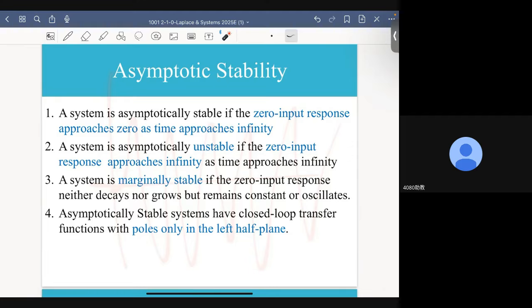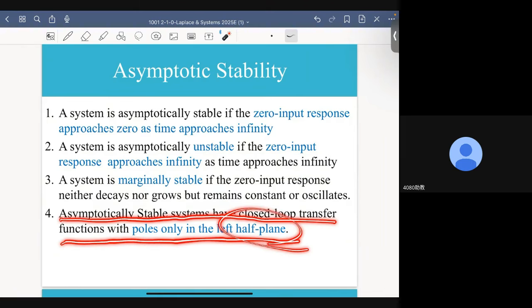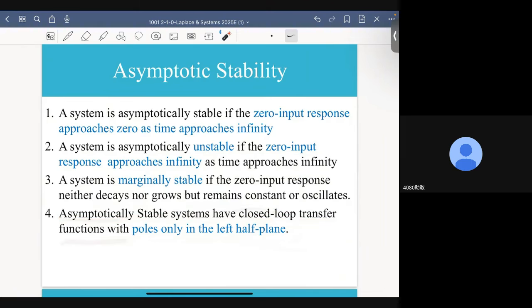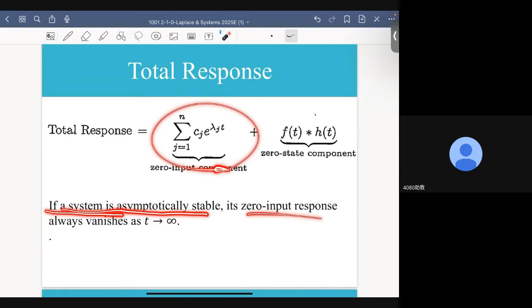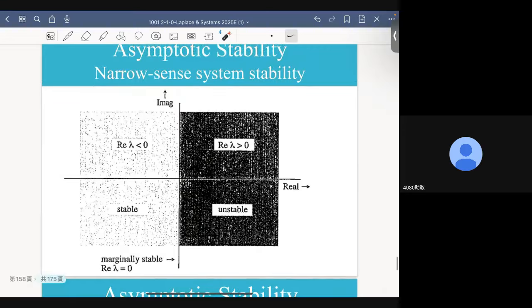Okay, now let me emphasize again, an asymptotically stable system has closed loop transfer function poles only in the left half plane. When we say left half plane, we mean left half S complex plane. All right. Now let me emphasize again: if a system is asymptotically stable, its zero input response will always vanish as t goes to infinity. Now this is a picture of the S plane.